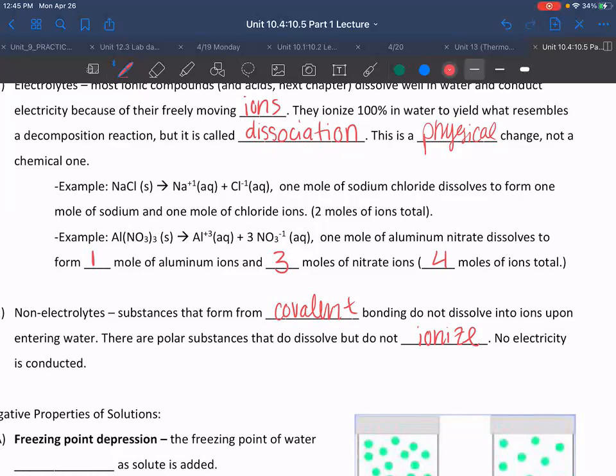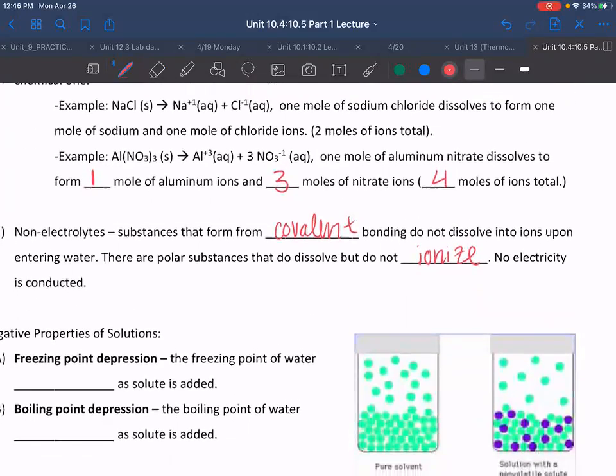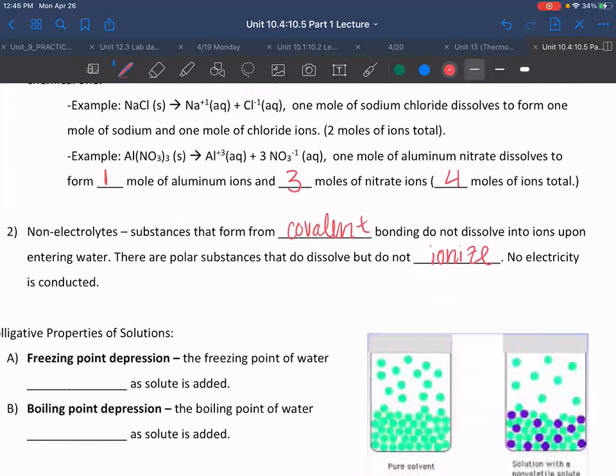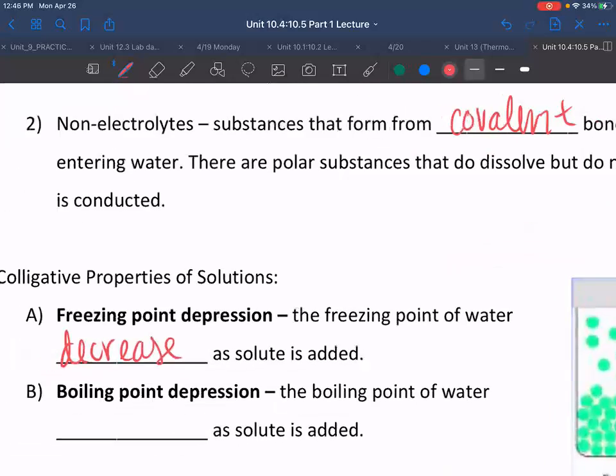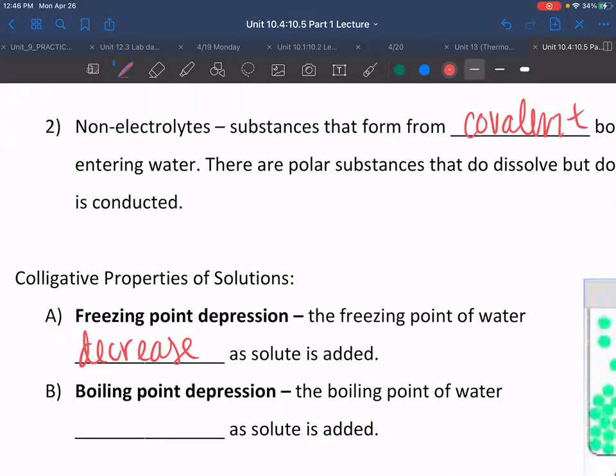So this is something to think about for freezing point depression, which is the freezing point of water will decrease as we add solute. So road salt example. And I think I forgot to change this on your guys' sheets before I printed them, but it should say boiling point elevation, not depression. My apologies.